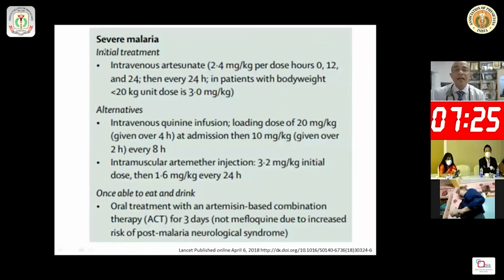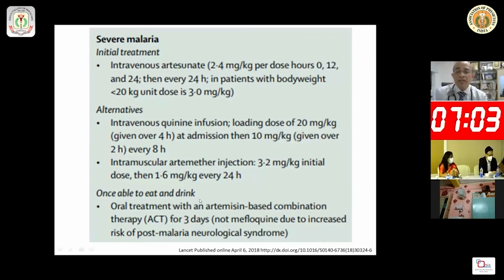In severe malaria, the recent recommendation is to use a higher intravenous artemisinin dose. Earlier 1.2 has been replaced by 2.4, given stat, at 12 hours, then 24 hours, and then every 24 hours. Alternatives for falciparum will still include intravenous quinine for a patient with severe malaria, or intramuscular artemether can be given.